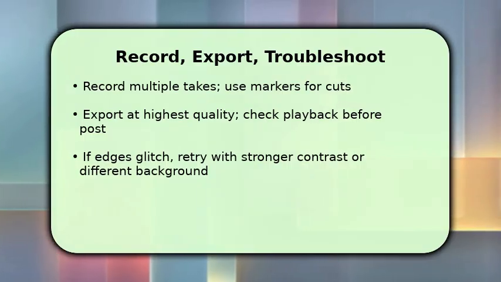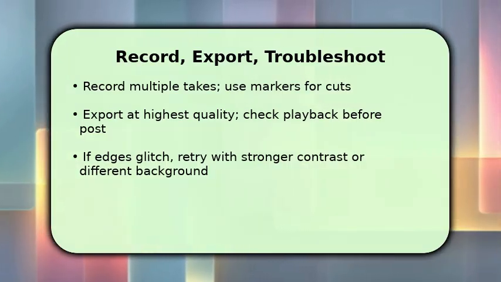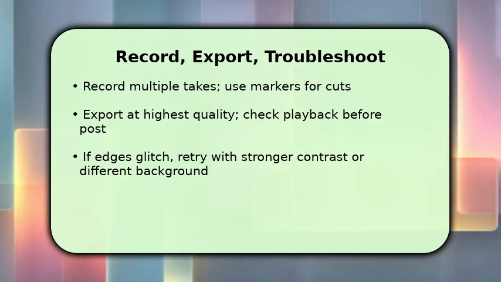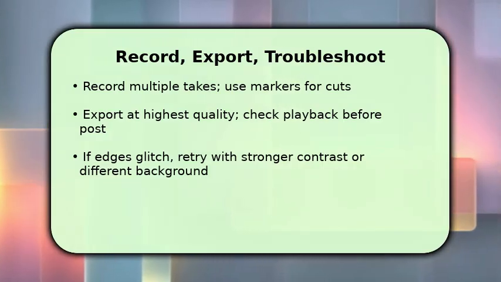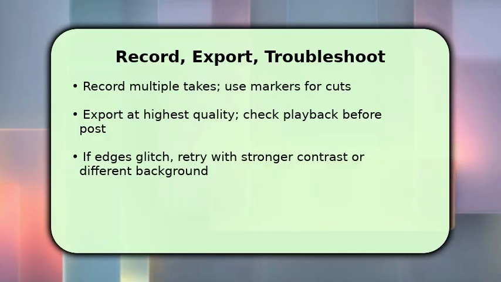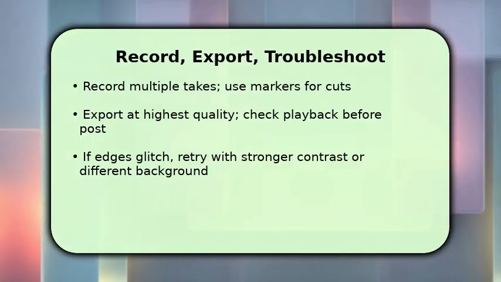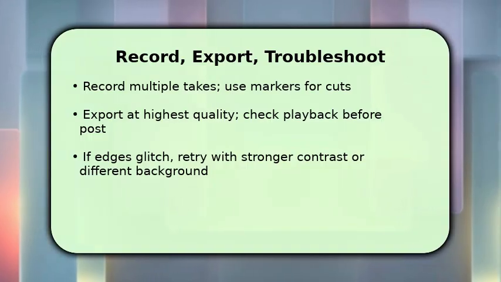If you see jittering or missing areas, troubleshoot by increasing contrast between subject and background, changing the background image, or moving a light to reduce shadows. Reapply the green screen after each change, and test again to confirm the fix.